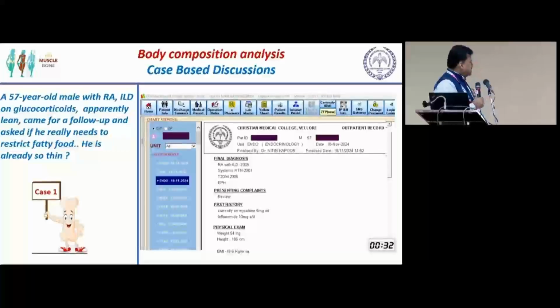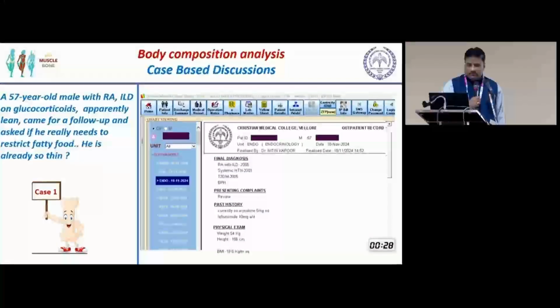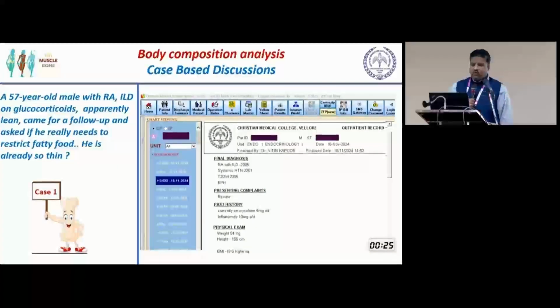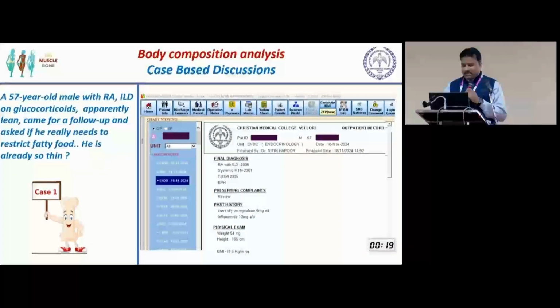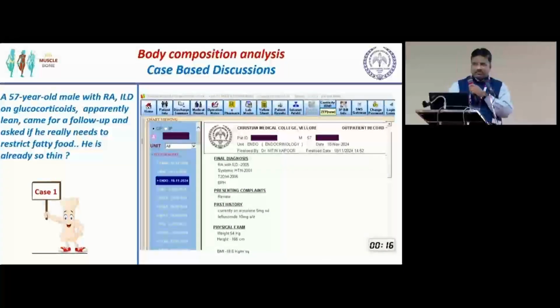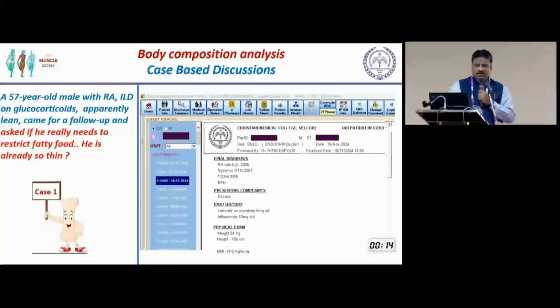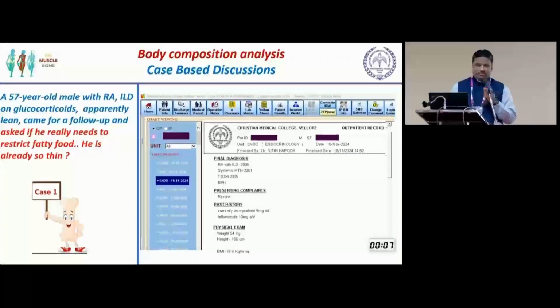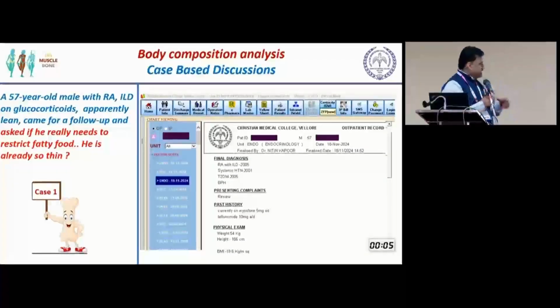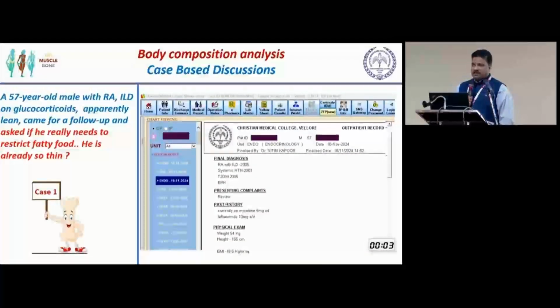He had rheumatoid arthritis, he has interstitial lung disease, he's on glucocorticoids, apparently lean, came for follow-up, and he's got type 2 diabetes. And the reason he came to me was for a very simple reason, as Dr. Phoebe had presented. He really wanted to know, doctor, this dietitian of yours is asking me to reduce my fat intake so much, but I thought, my BMI is 19.6. I'm underweight. I thought I should have the flexibility of eating anything.